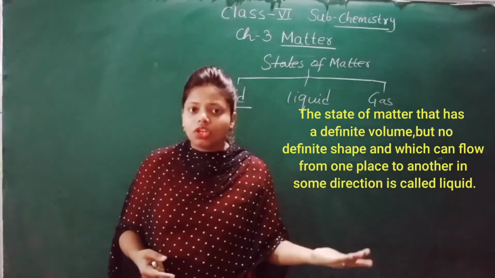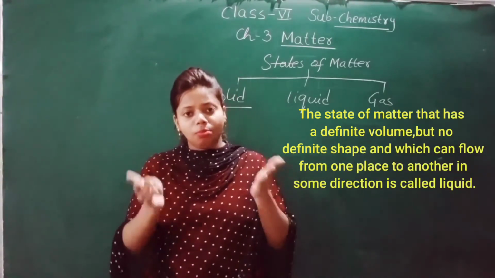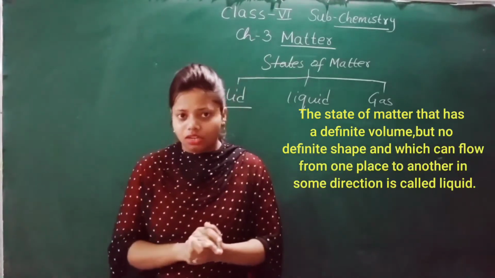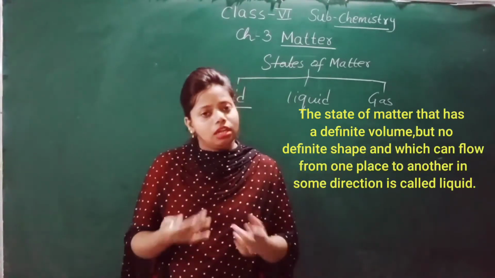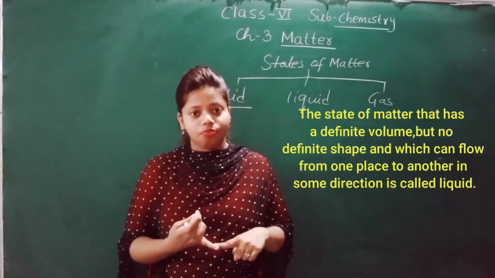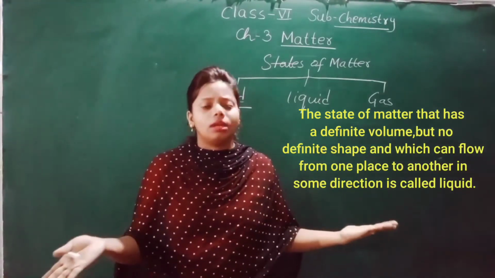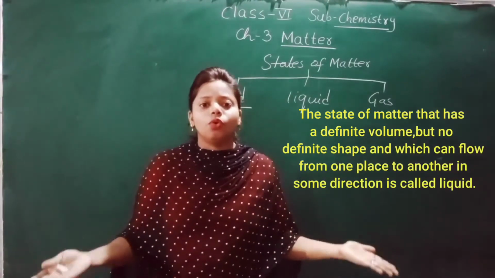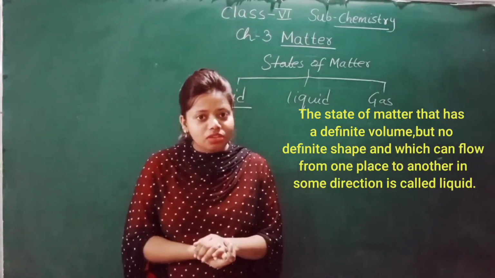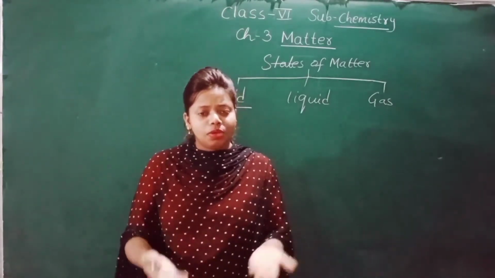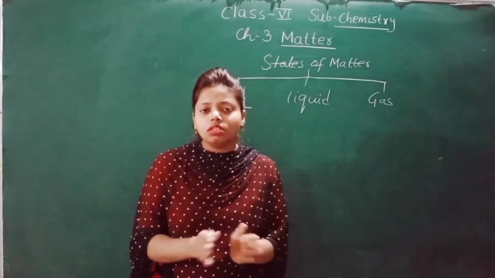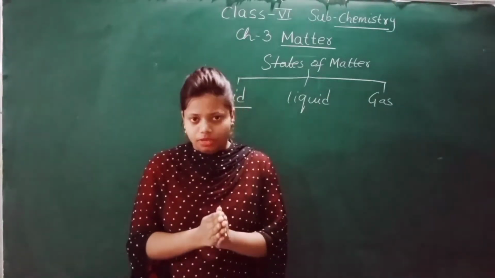Whatever container you pour the liquid in, it will take the shape of that container. So liquids do not have a definite shape. They can flow from one place to another. And what are the examples of liquid? Water, juice, petrol, kerosene, and many more examples. So this was about liquid.